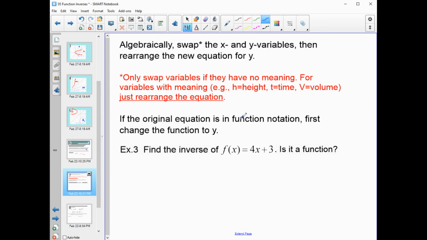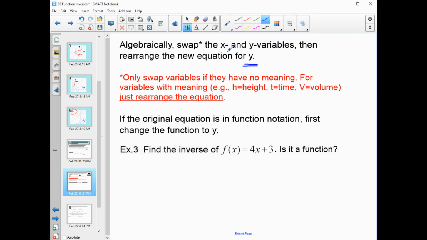So let's take a look at the algebraic process for finding an inverse. Algebraically, when we did points, we swapped the x and y coordinates. So the general procedure for algebra is to swap the x and y variables and then rearrange it so that it says y equals. So rearrange your new equation for y.